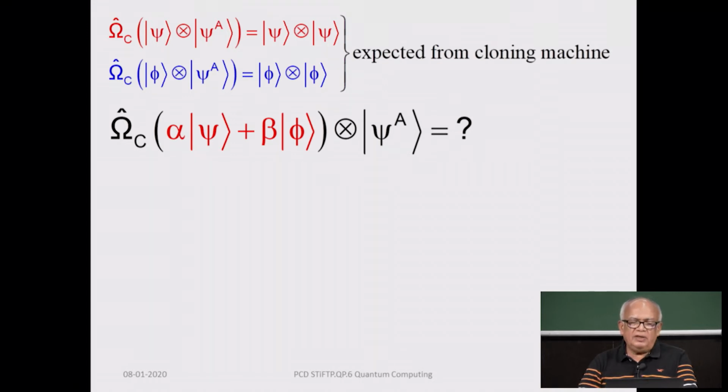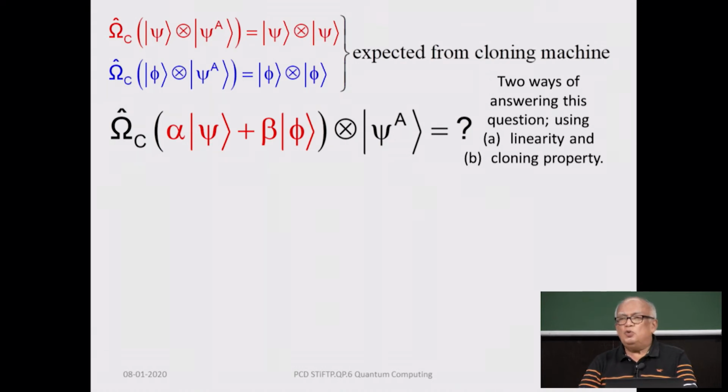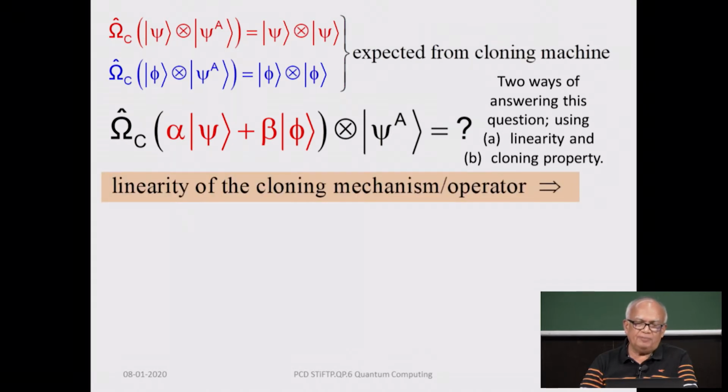And we now need to answer this, but we can answer it in two alternative ways. One, using the linearity, the linear algebra properties of quantum mechanics that we are familiar with, and we will also answer it from what we expect the cloning operator to do, having defined the cloning operator already. Okay? So, we can use these two alternative ways of doing it.